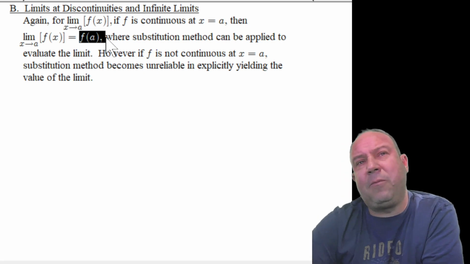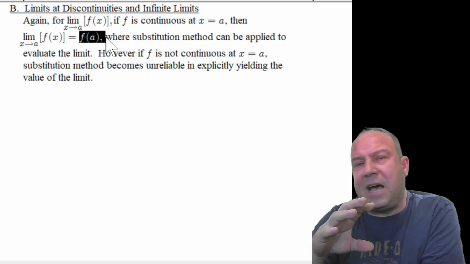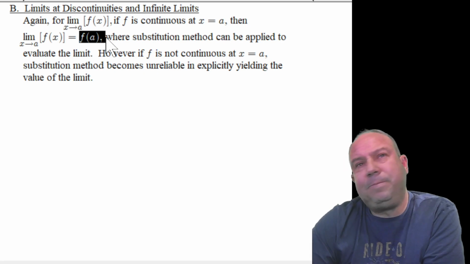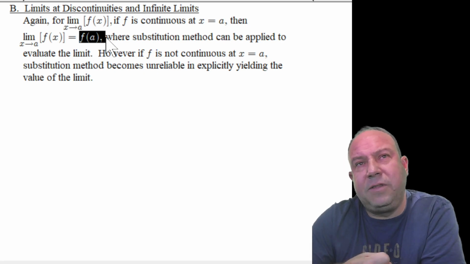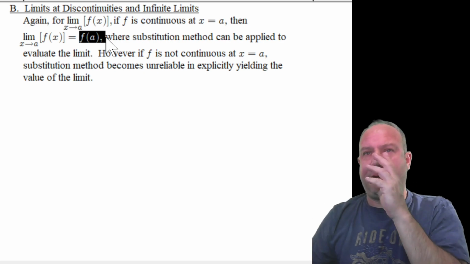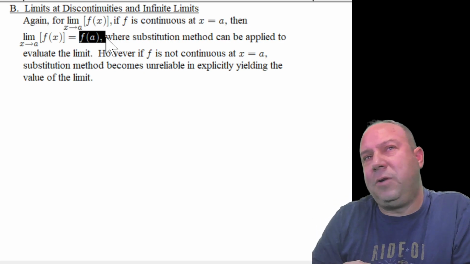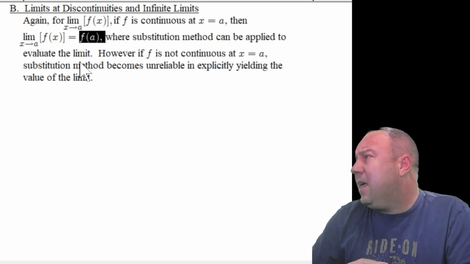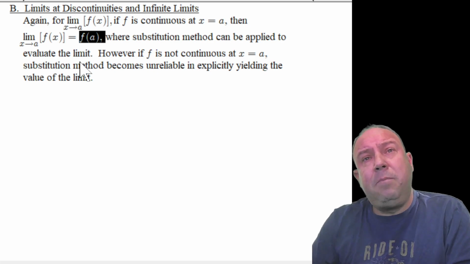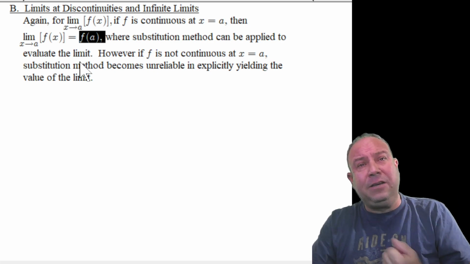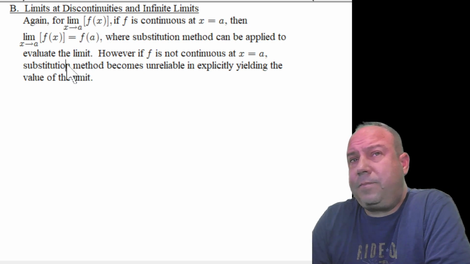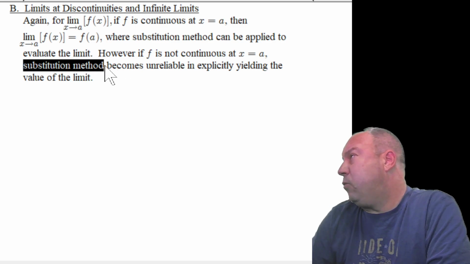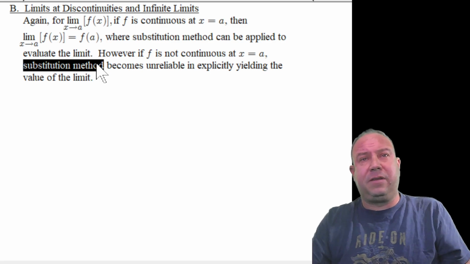That's the common name that we often call this process, and this supports the result, right? How did we find our result in this limit? We found it through the substitution method, which more or less relies a lot on continuity. However, if f is not continuous at x equal to a, substitution method becomes unreliable in explicitly yielding the value of our limit. We can't be so quick to say that we found the value of our limit using substitution method.